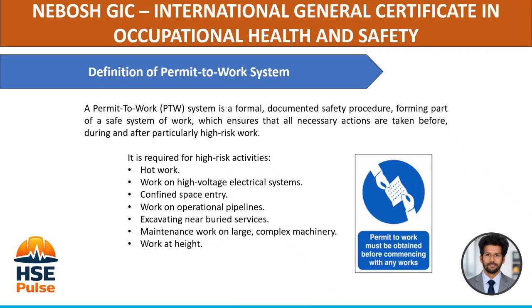Definition of permit to work system. A permit to work system is a formal documented safety procedure forming part of a safe system of work procedures. It also ensures that all necessary actions are taken before, during, and after particularly high risk work. In simpler terms, it is getting the permission from the authorized person to do the work. That is called the permit to work system.